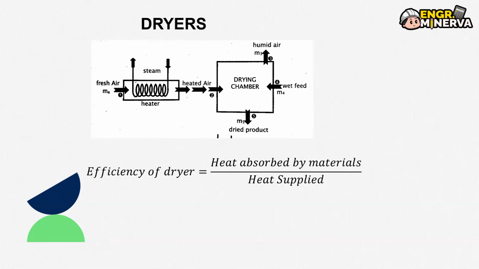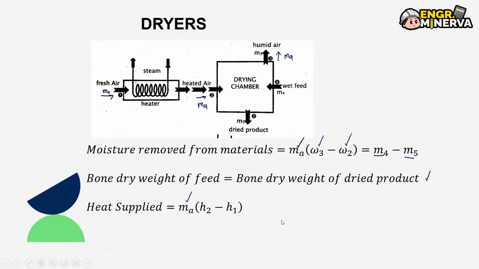Efficiency of the dryer. So the efficiency of the dryer is the heat absorbed by the materials divided by the heat supplied. The heat absorbed by the materials would be the heat absorbed by the product, no? Divided by the heat supplied. Okay. And that's it. That is all that we can have in our dryer.